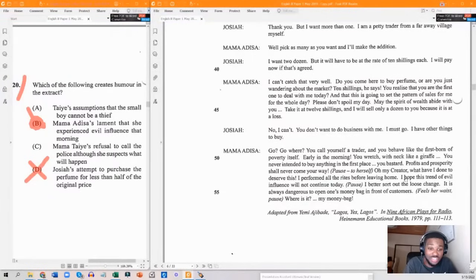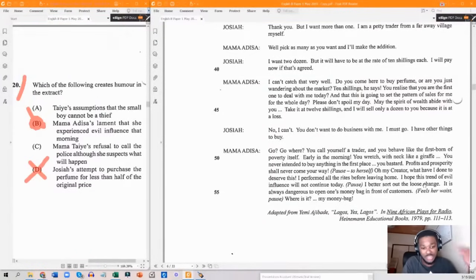So the biggest joke in all of this is she thinks that her main problem is that somebody is trying to get perfumes for less than half price. But what is funny about it is that the biggest evil has already happened in front of her eyes, and she has not realized. So this is what the humor is all about here. She's saying, well, I hope that the evil does not happen throughout the day, and I hope that this is all I have to bear, not knowing that she just got robbed. That is the actual humor.